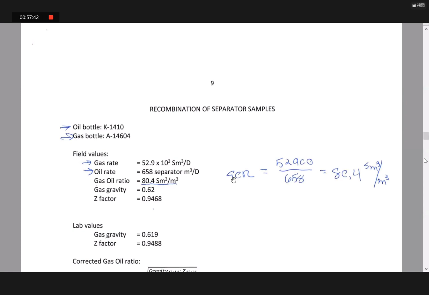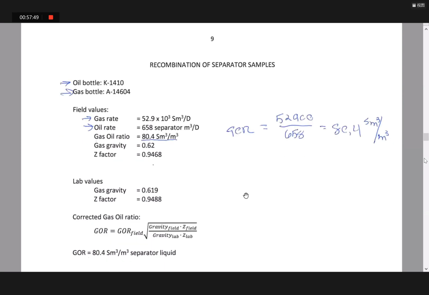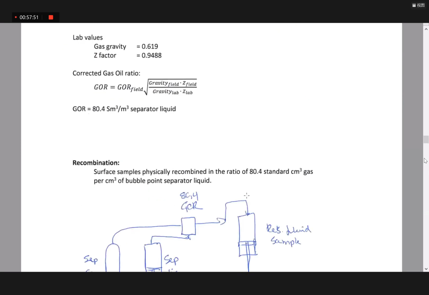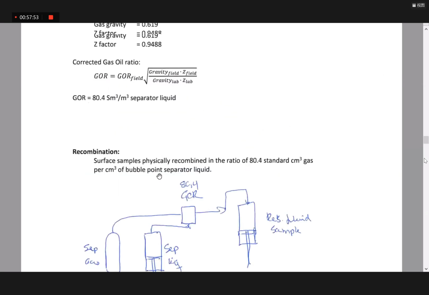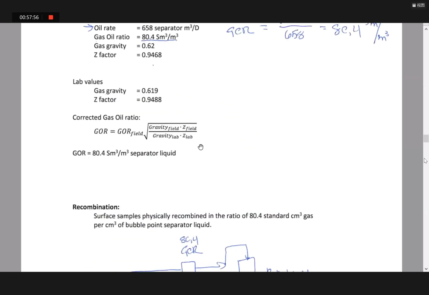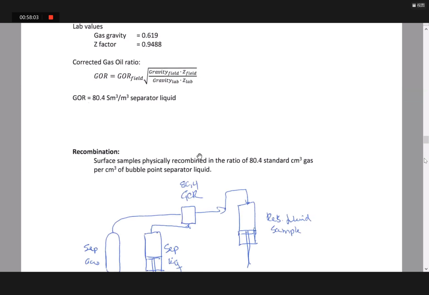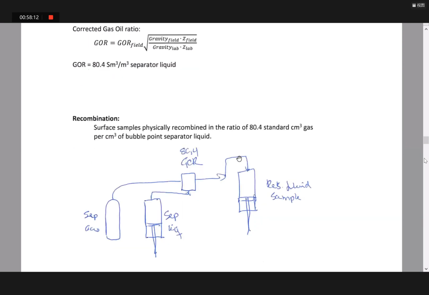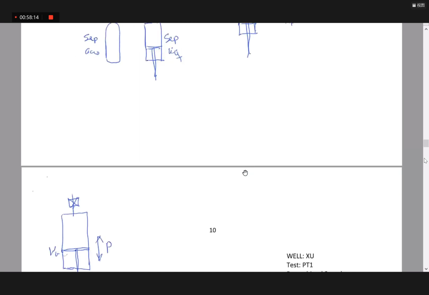Okay, recombination of the separator. So we have the GOR that was 80.4 at the separator. We have the flash on the separator. So this is the fluid that we are recombining. We have the gas bottle at separator, and we have the liquid at separator, and we recombined it according to a relative ratio between oil and gas of 80.4. And then we get the reservoir fluid sample. And that's what we are doing in the laboratory.